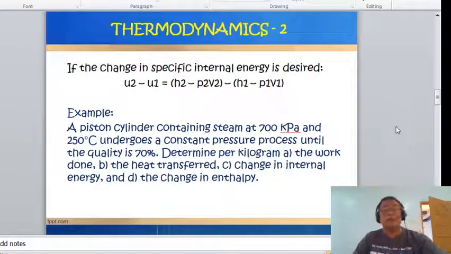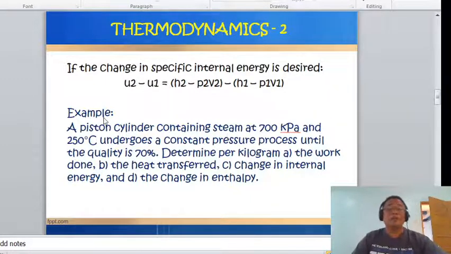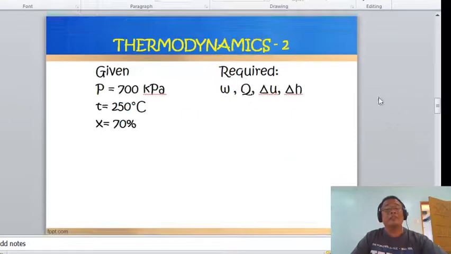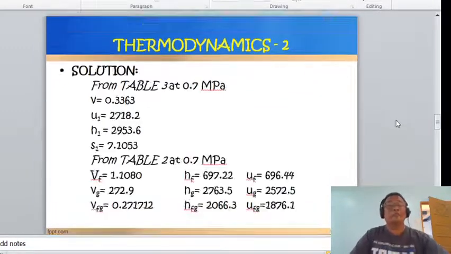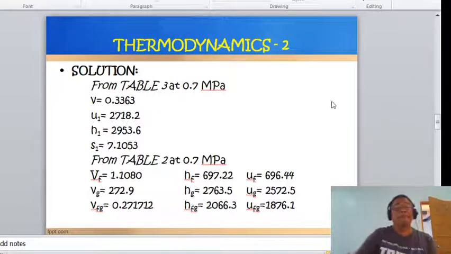Before we can solve this problem, class, we can first take a look at the values in the tables. Let us consider that in the next slides. We have here the given: the pressure is 700 kilopascal and the temperature is 250 degrees Celsius. Quality is 70%. Required are W, Q, delta U, and delta H.